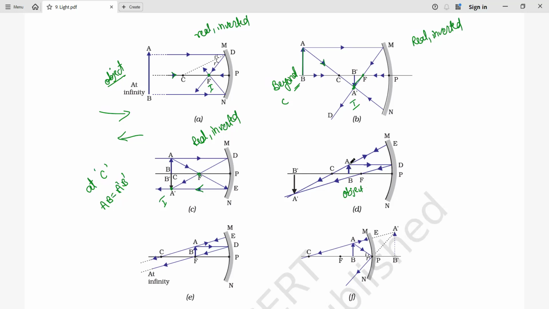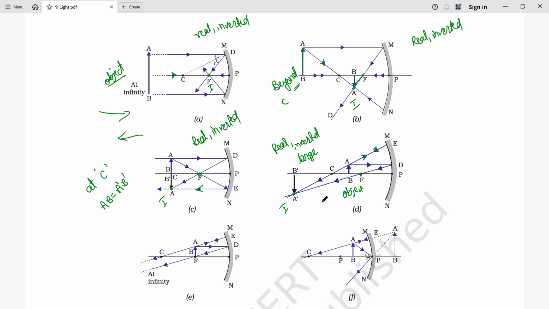One ray is taken that is parallel to the principal axis. After reflection, it is going to pass through the focus. Another ray is going to pass through the center of curvature, and after reflection also, it is going to pass through the same path. Where you have a real meeting at A dash, this is the image. It is below the principal axis, so it is inverted. It is a real meeting, so it is real and inverted. And here you see that the image becomes larger than the object.